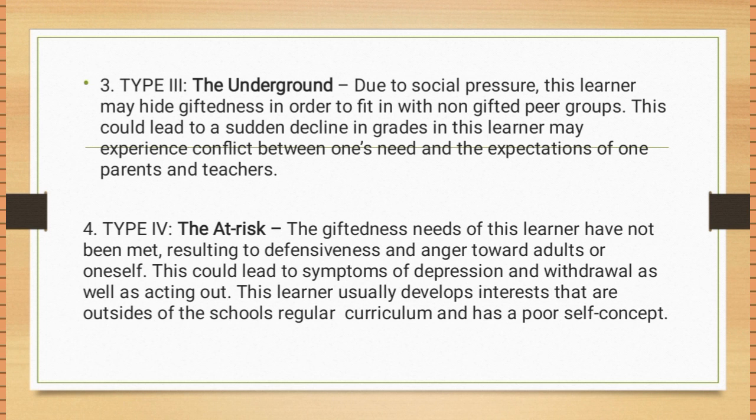Type 4, the at-risk. The giftedness needs of these learners have not been met, resulting in defensiveness and anger toward adults or oneself. This could lead to symptoms of depression and withdrawal as well as acting out. These learners usually develop interests that are outside of the school's regular curriculum and have a poor self-concept.